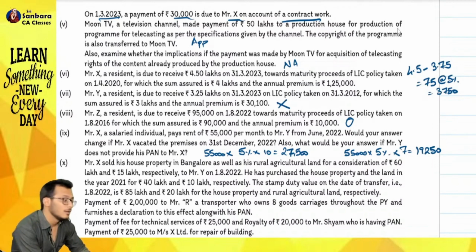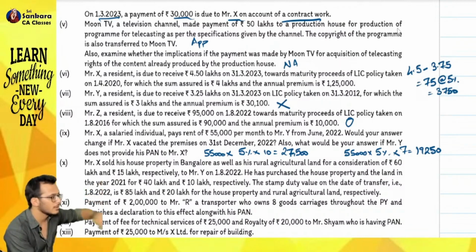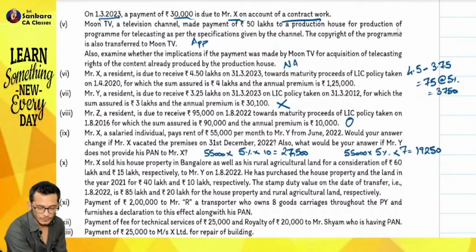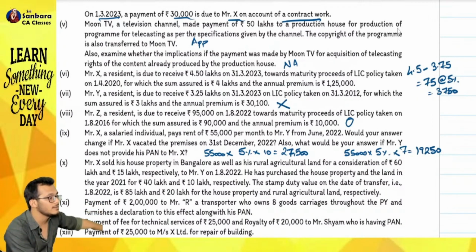Not applicable. Rural agriculture land is exempt from taxes, therefore ignore the whole rural. Come to the normal. What is happening? You have sold the property for 60 lakhs, purchased it for 40 lakhs. Do you care about 40 lakhs? No. Why? You care about the stamp duty value. Stamp duty value is 85 lakhs. Is it more than 50 lakhs? Yes. Therefore, you will deduct TDS at the rate of 1% on 85 or 60?